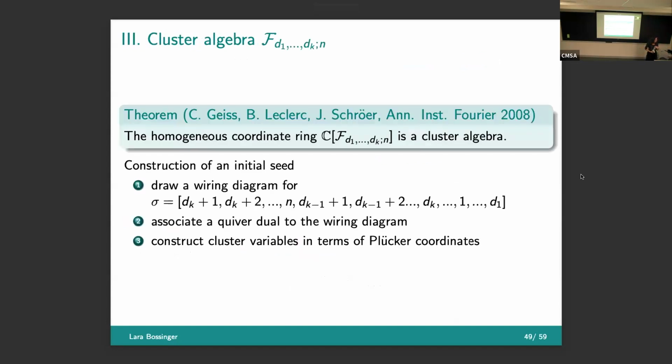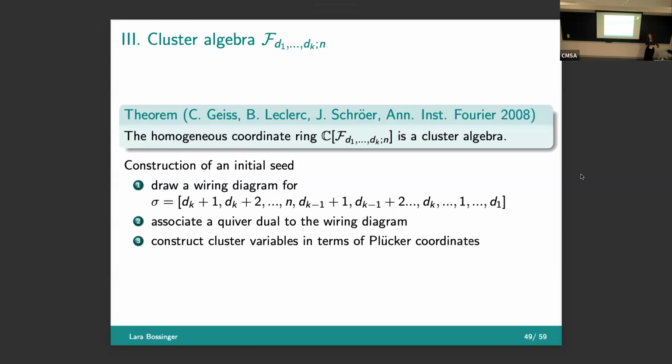Great. So partial flag varieties admit a cluster structure. This homogeneous coordinate ring is a cluster algebra. This result has been proved by Geiss, Leclerc, and Schröer, based on results of Berenstein, Fomin, and Zelevinsky before, and it's been extended to more general flag varieties recently, by a student of Milen Yakimov. I'm sorry, I forgot the name. Ask me for the reference and I'll find it if you want to know the latest point of view on this.